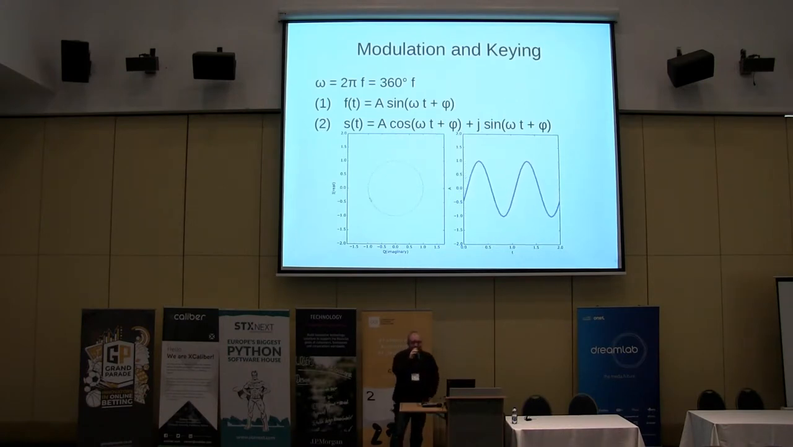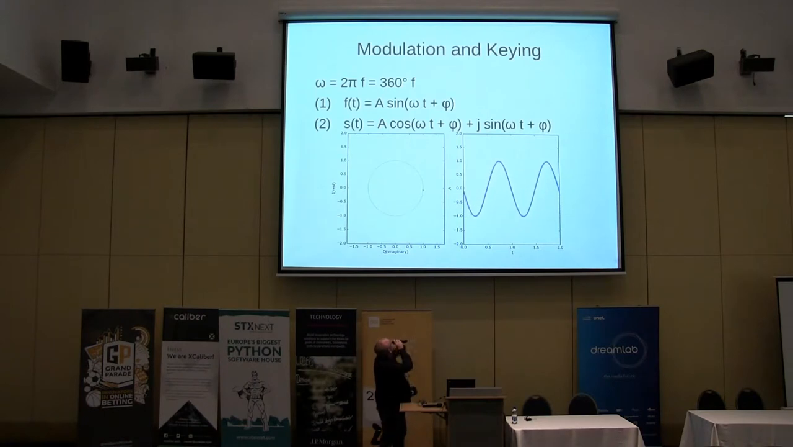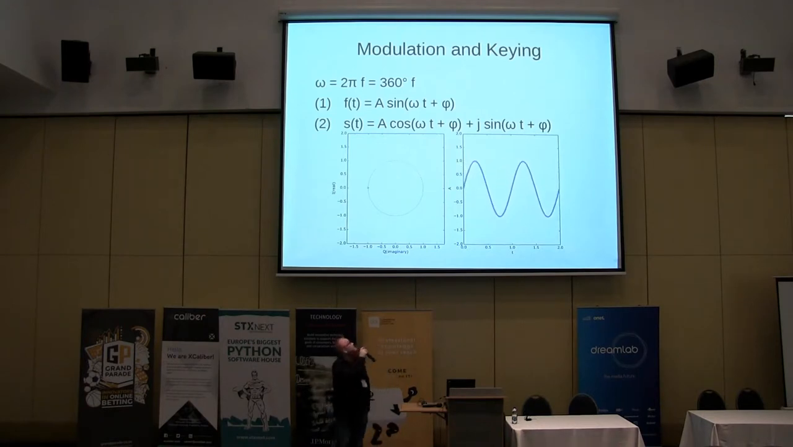Okay, so modulation. We have a signal. Now let's put some information on it. As you can remember, this is the sinusoid, so we have several parameters that we can mess with. First one is amplitude, second one is the angular frequency, and also the phase.